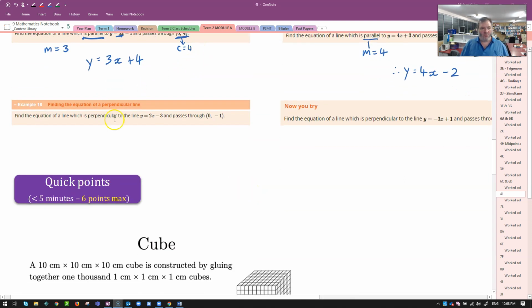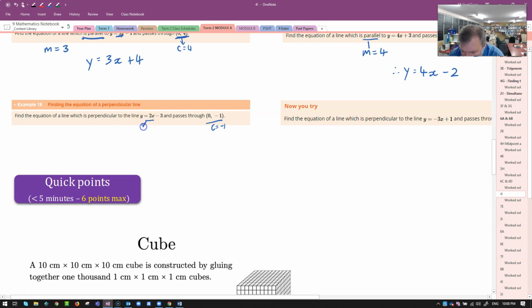Too easy. Perpendicular lines, perpendicular to the line y equals 2x minus 3, and passing through the point 0, negative 1. Oh, they've told me x is 0 again. They're making these a bit easy. I'm going to do my own one in a second. But that's going to tell me the c value is negative 1. That's my y-intercept.